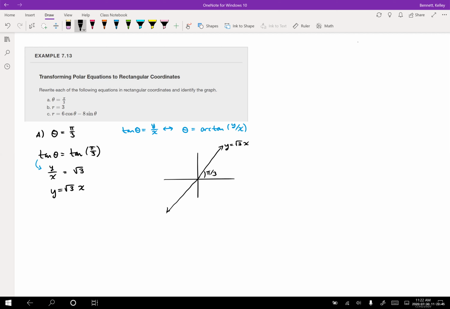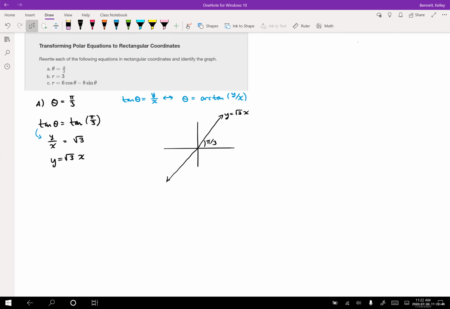All right, the next example, B, we're given that r equals 3. And we know that r squared equals x squared plus y squared. So I'm just going to square each side. Kind of like in example A, I just applied tangent to both sides. I didn't do any substitution until the third line. Same here. So now that I've squared both sides, I'm going to make my substitution. x squared plus y squared, and the right side hasn't changed. Voila, I'm done. So this is just the equation of a circle.